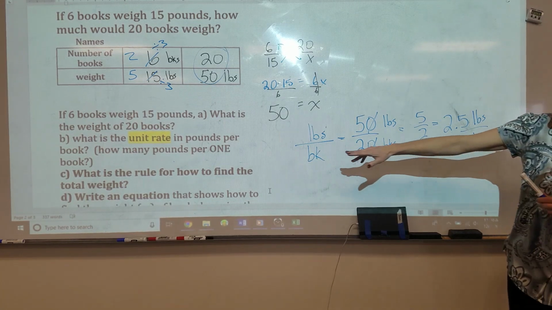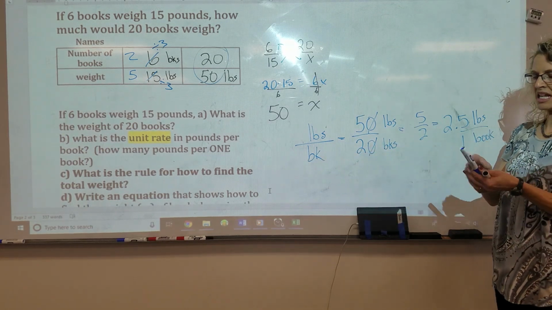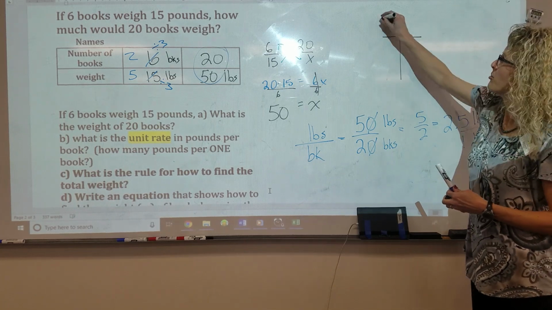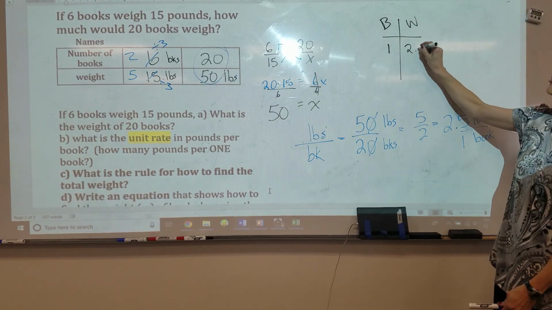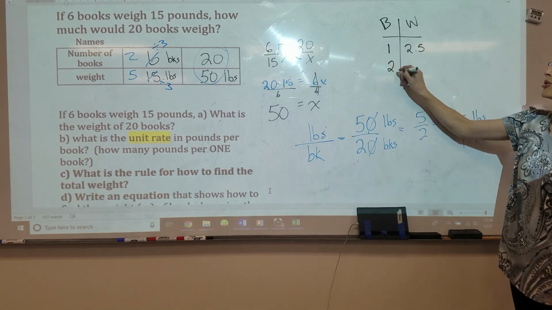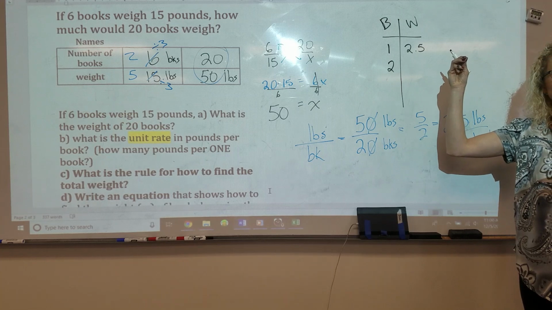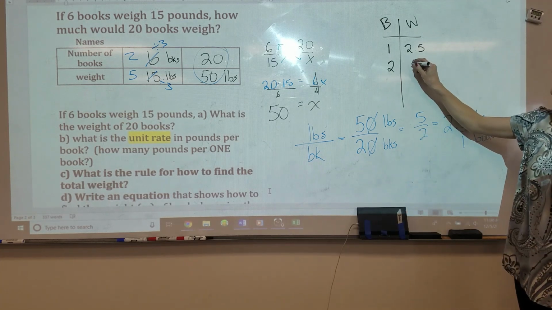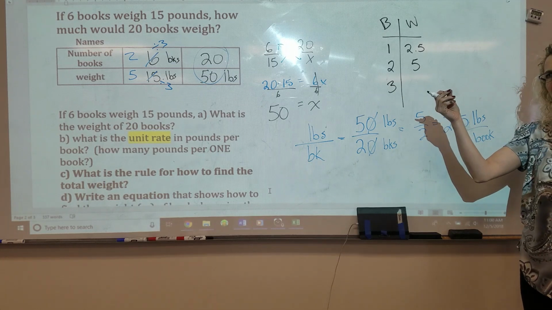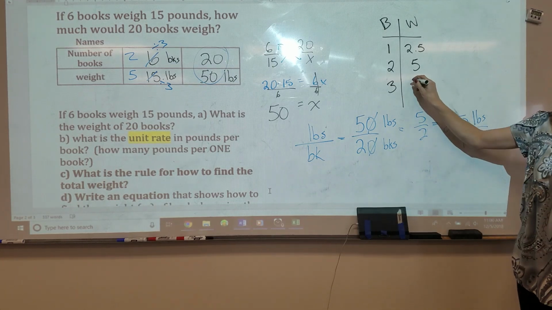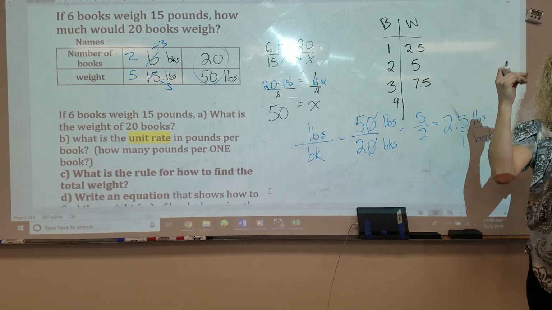So now part C says, what is the rule for how to find the total weight? So meaning, if I had a bunch of books and a weight, if I had 1 book, we just said it's 2.5 pounds. If I had 2 books, what would 2 books weigh? Think. Get ready? 5 pounds. If I had 3 books, what would 3 books weigh? Think. Get ready? 7.5 pounds. Good. I think you guys got this. 4 would be what? Get ready?